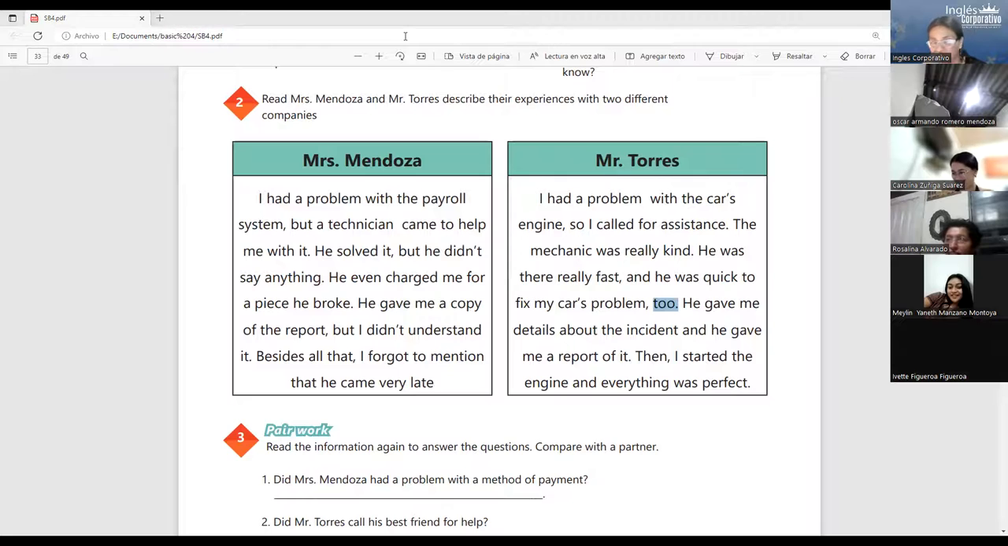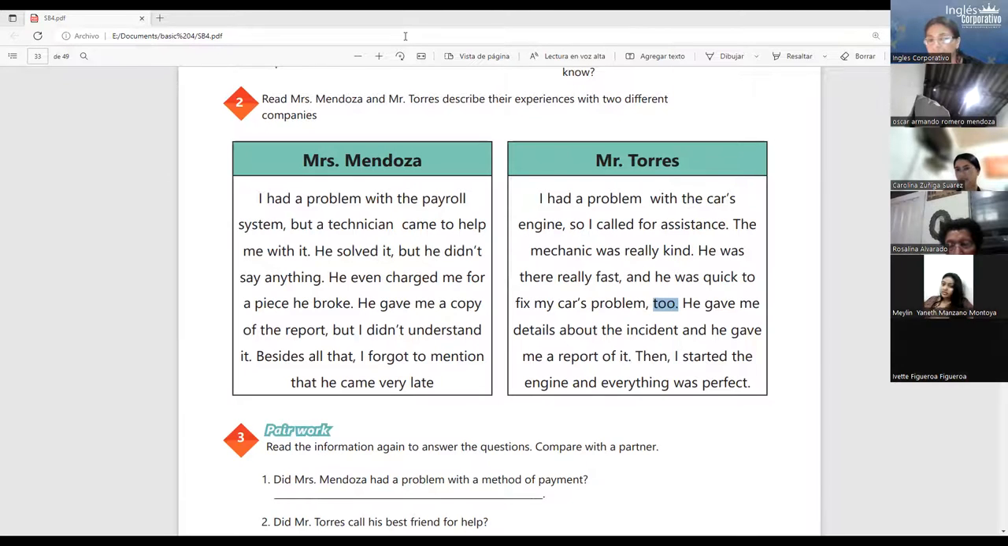I have a problem with the car engine, so I called for assistance. The mechanic was really kind. He was there really fast, and he was good to fix my car problem too. Okay, Nina. Excellent. Very good, Maylin. He gave me details about the incident. He gave me a report of it. Then I start the engine and everything was perfect.